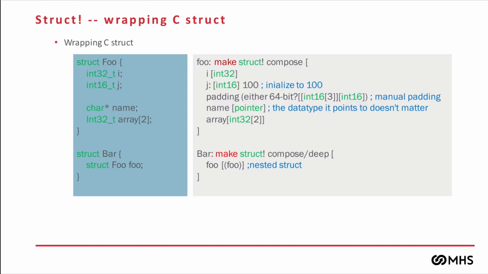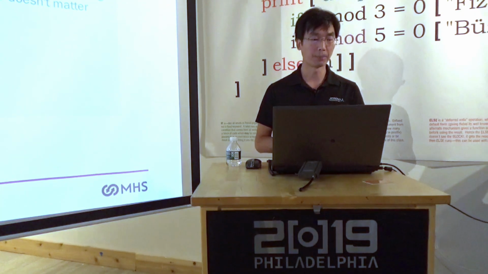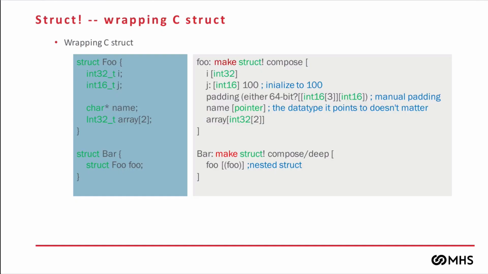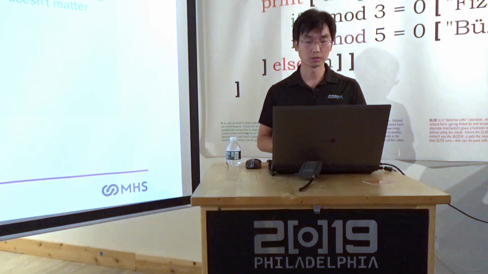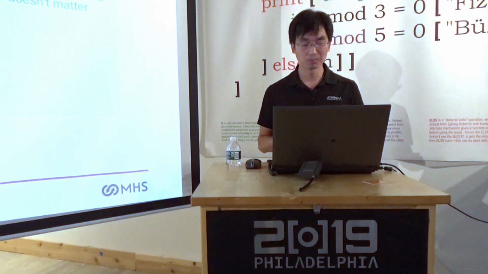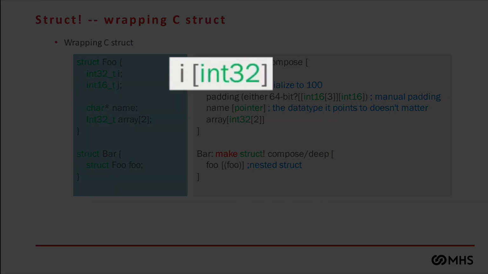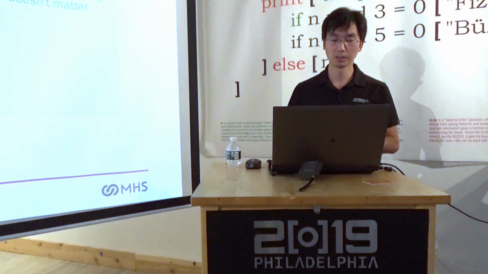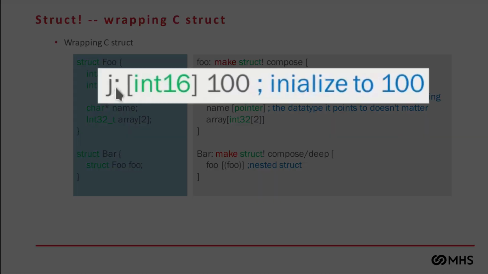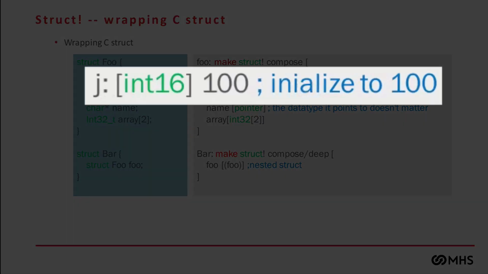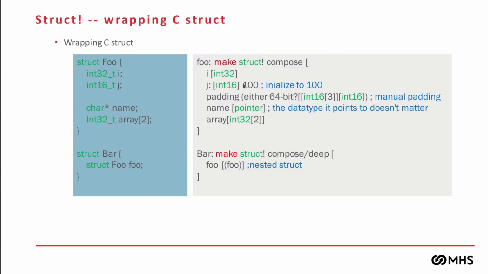So first, this is how we can wrap a C struct. On the left is the C struct, and on the right is the wrap in Rebol. So it's pretty straightforward, I think. In Rebol, we have the variable name, then the data type inside a bracket. And if you look at this here, it's not just a word, it's a set word. In this case, you can initialize this field after the struct is constructed.